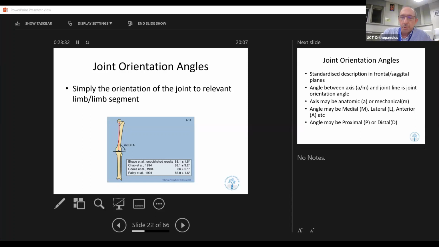And so it's at this point that your joint orientation lines come into play. There's specific nomenclature that attaches to them, and by convention, we go for the smaller. If there are two possibilities, for example, medial and lateral in the distal femur, you would go for the smaller of the two by convention.